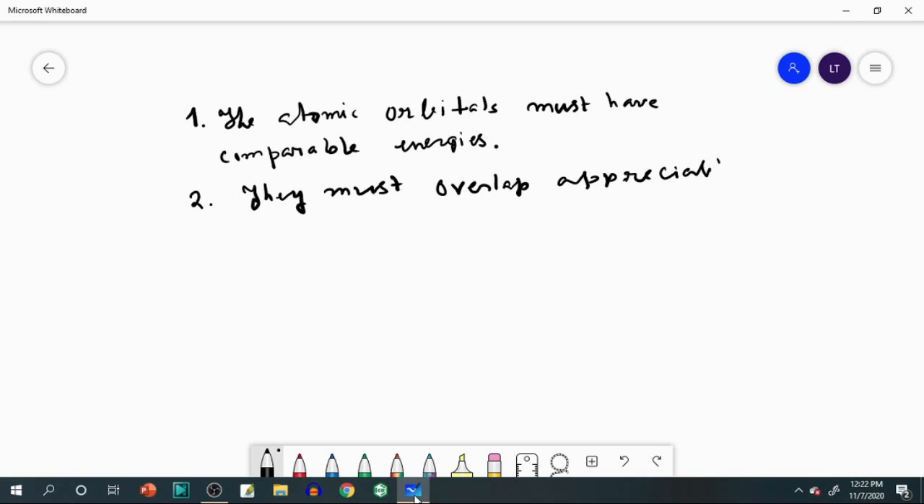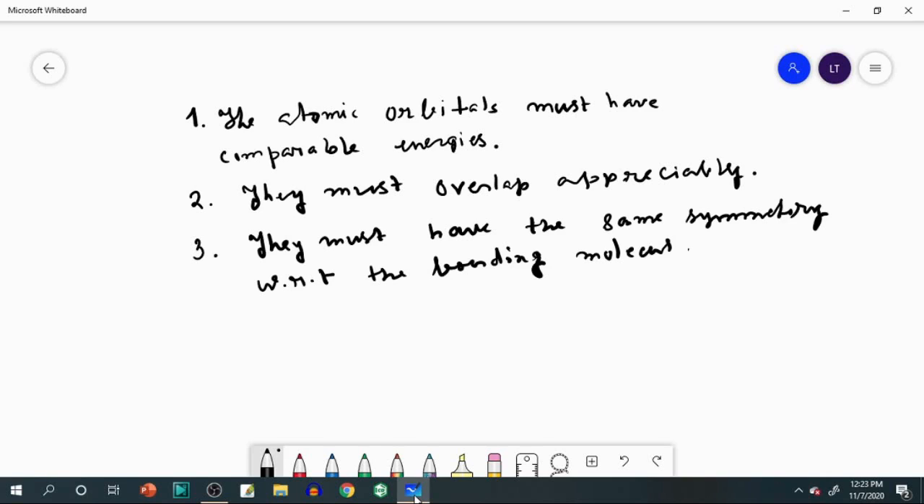They must overlap appreciably. If the extent of the overlap is very small, then the molecular orbital will not be formed. Number 3, they must have the same symmetry with respect to the bonding molecular axis. Okay, these are the three conditions.